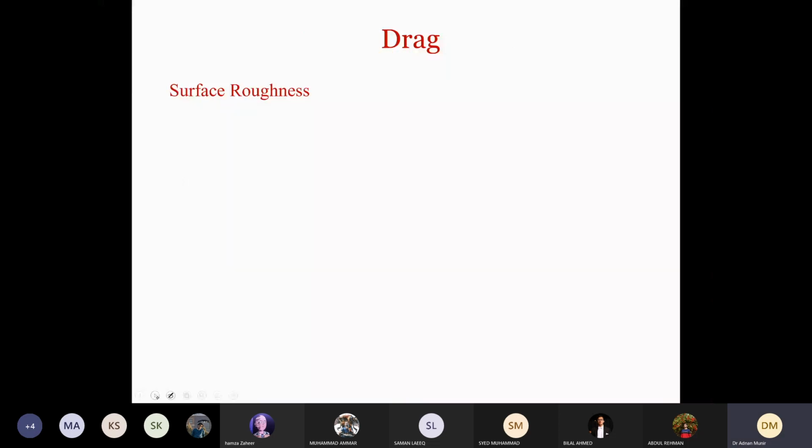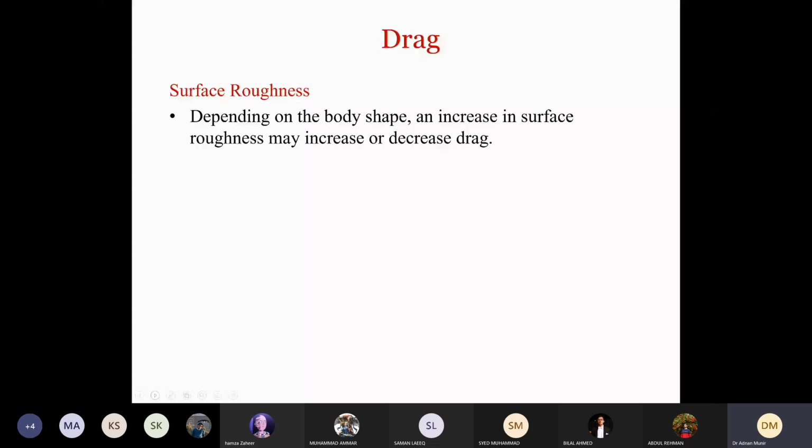Now, drag force also depends on surface roughness. We already discussed this, so we are not going into detail, but just remember that when we consider a flat plate like this and we consider the surface to be smooth, the boundary layer is decomposed into different regions. Initially the boundary layer changes linearly.